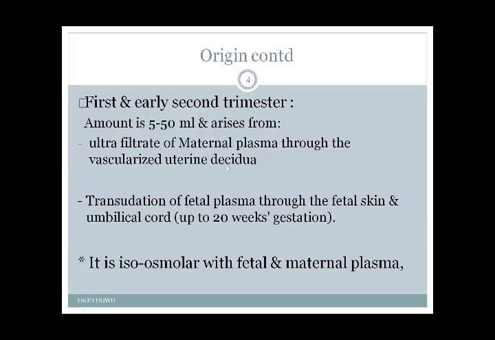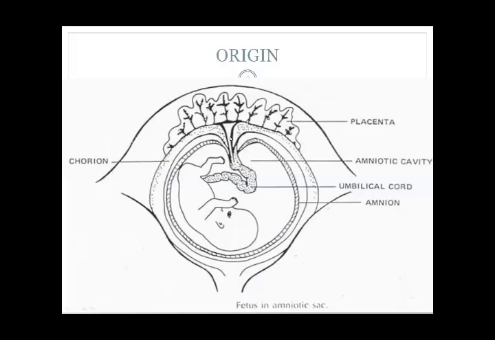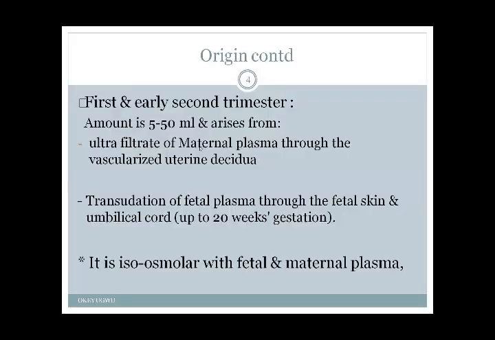So what does this explain to us? That it's an ultrafiltrate. It has come after the different osmotic or diffusive processes from the maternal blood vessels, from the maternal plasma through the vascularized uterine decidua, as it is going to supply the placenta, and therefore the amnion, and these are all associated with it. So we get this fluid as an ultrafiltrate of the maternal plasma through the vascularized uterine decidua.